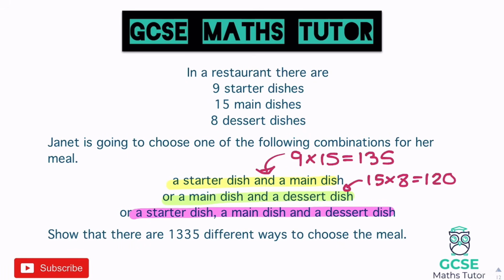And then for this last one, which I'll do over here, we could have a starter, a main and a dessert. So that's going to be all 3, so that'd be 9 times 15 times the 8. There we go. So 9 times 15 times 8 gives us 1,080. There we go. Right, so we've got all these different options.